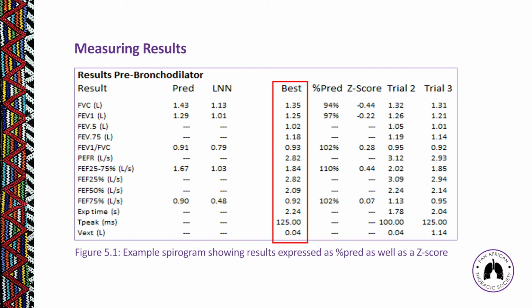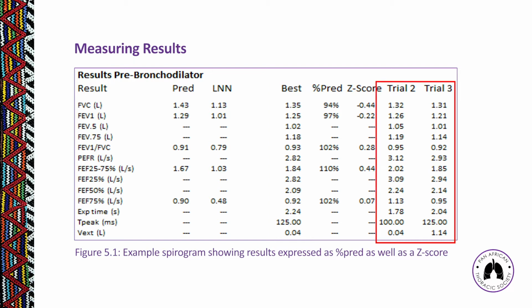Then you have the best column, which is the patient's actual blow. And then right at the end, the last two columns on the right-hand side is then the second best blow and the third best blow. These are called trial 2 and trial 3. So there you can see that this patient did 3 blows.